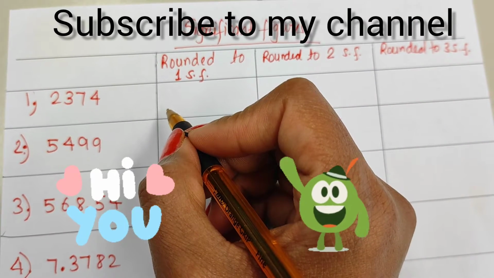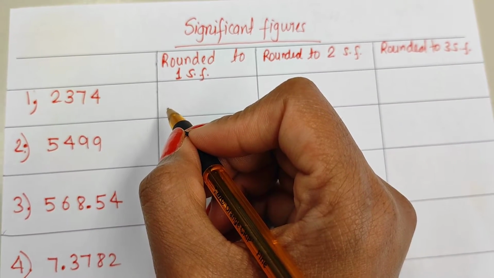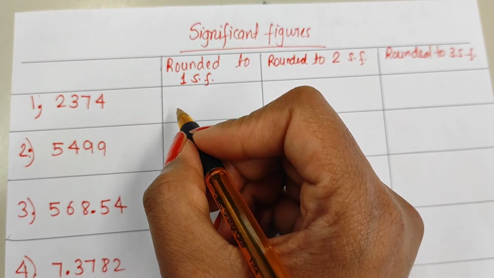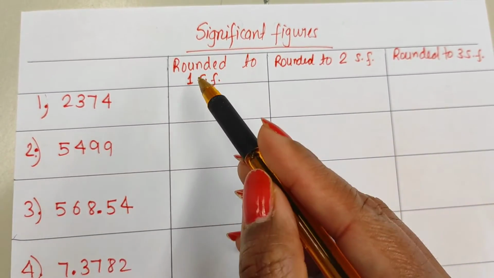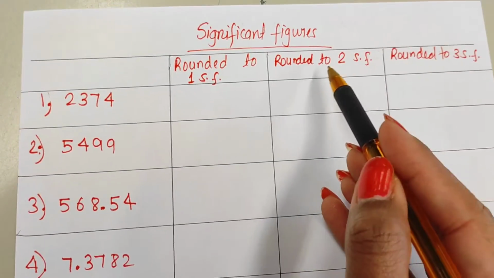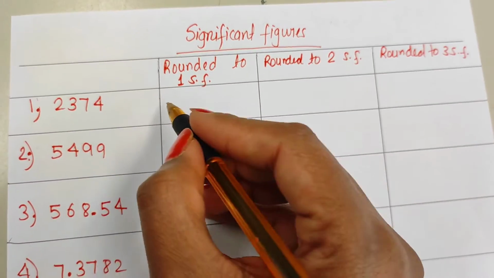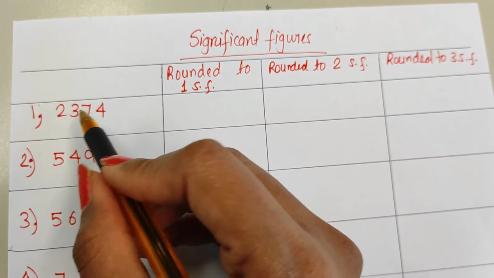Hello everyone, I'm Ms Gupta and I'm here again to help you out with significant figures. Let's say you have to round all of these numbers to one significant figure, two significant figures and three significant figures. Let's round this number to one significant figure.